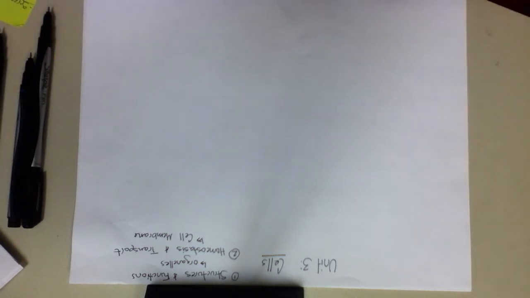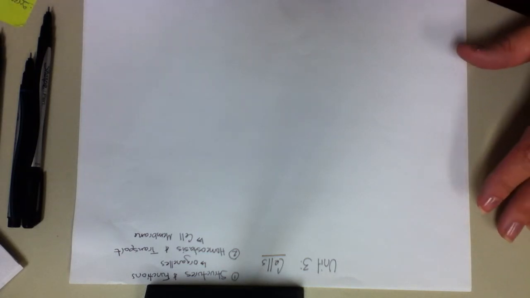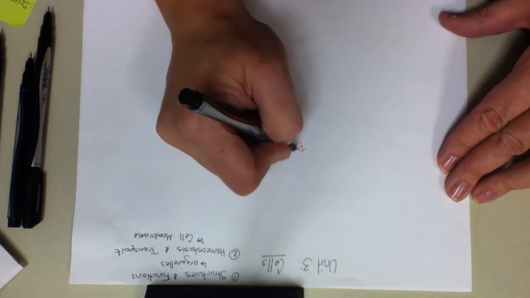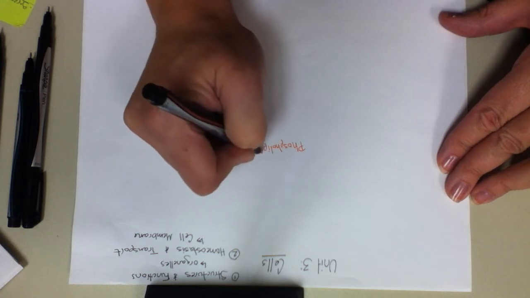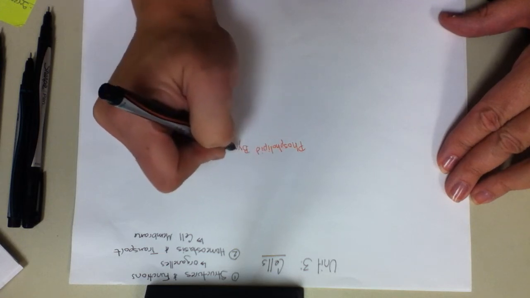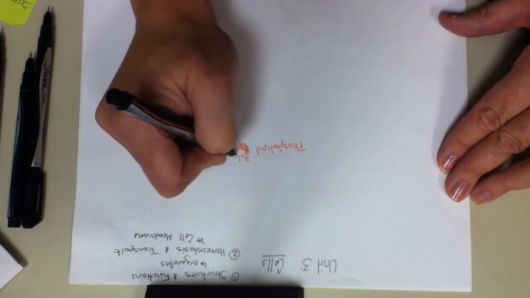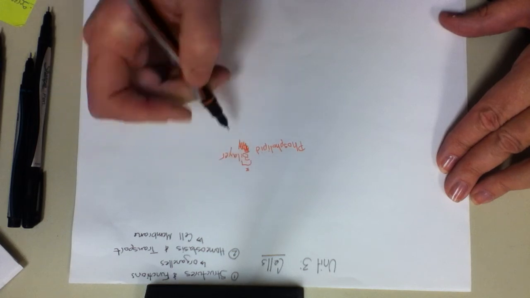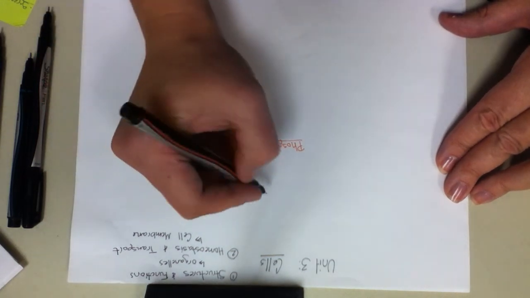If you remember, when we were studying the cell membrane, sometimes also called the plasma membrane, we said that it's a phospholipid bilayer. And remember, bi means two. So it's going to have two layers of phospholipids.